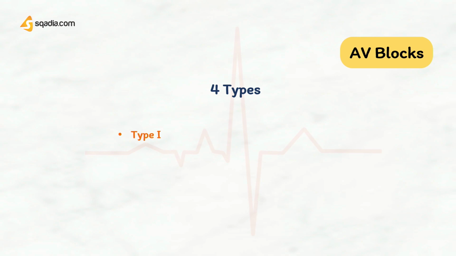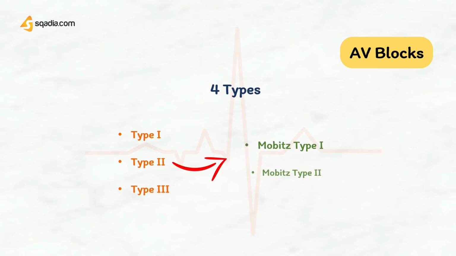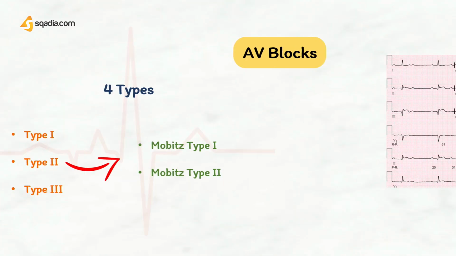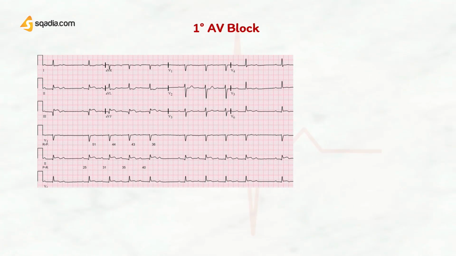Now, there are three types of AV blocks. There's type 1, type 2, and type 3. Type 2 is further divided into Mobitz type 1 and Mobitz type 2. Talking about type 1, this has a prolongation of the PR intervals only, as we just saw.